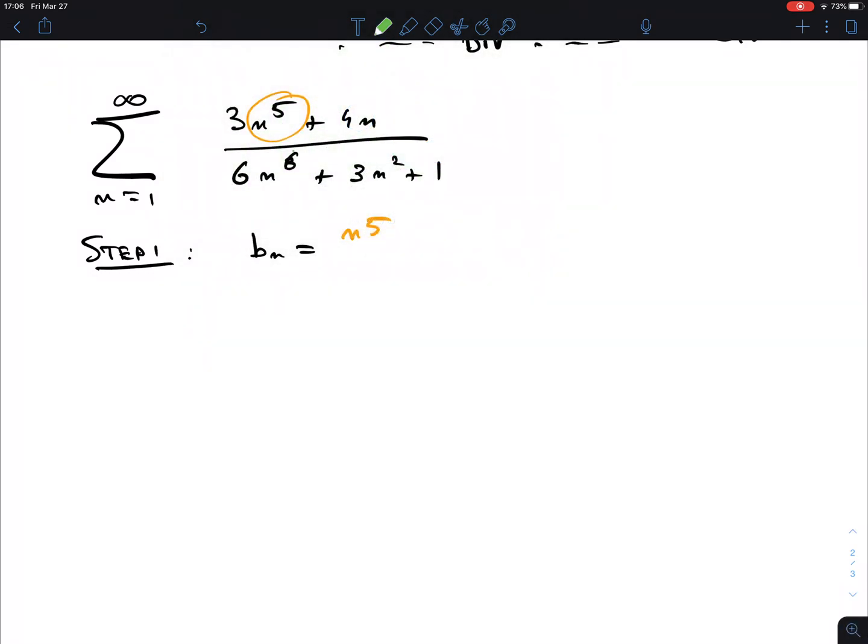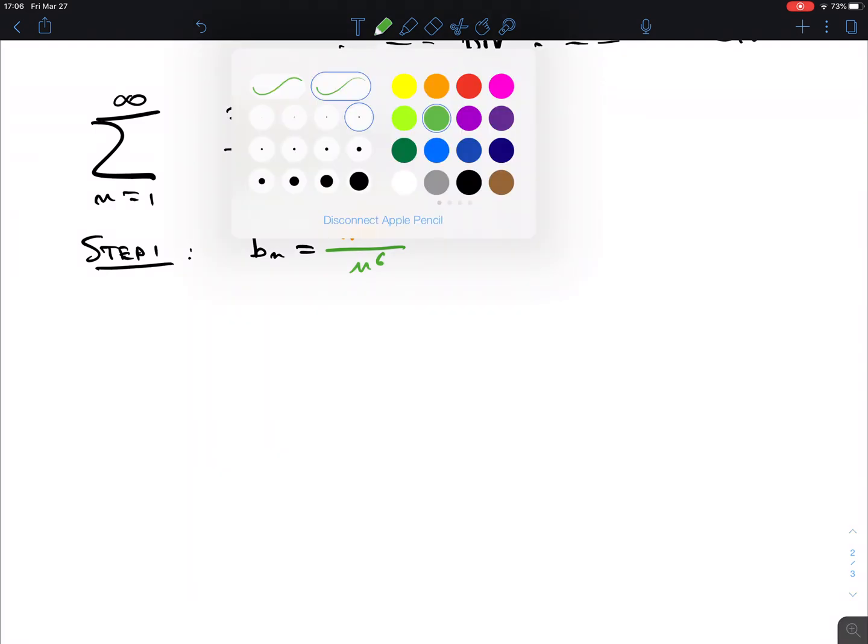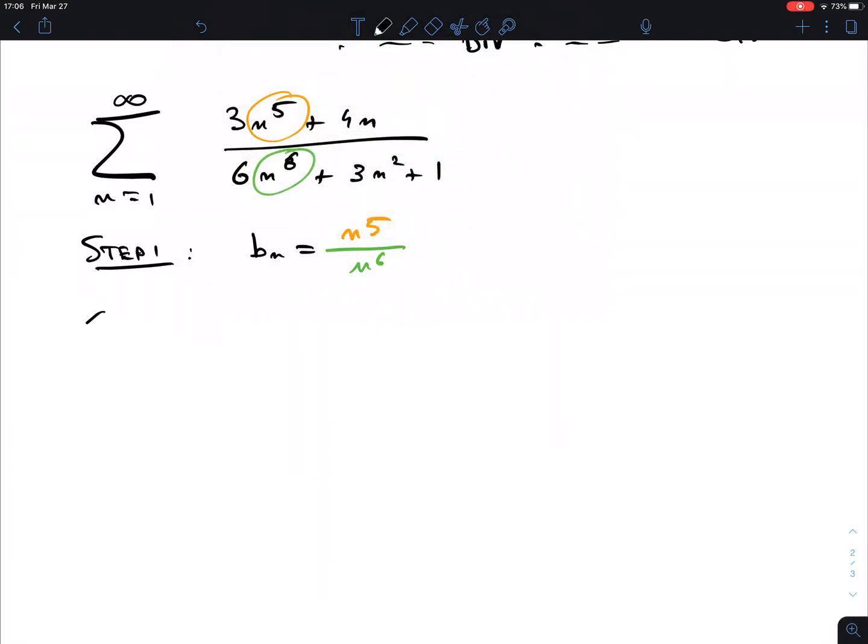The highest power in the denominator is n to the sixth, so that will be Bn. But I'm not simplifying, because in step 2, what I need to do is show the limit of An divided by Bn. This is the limit I have to calculate. And how do I calculate this limit?